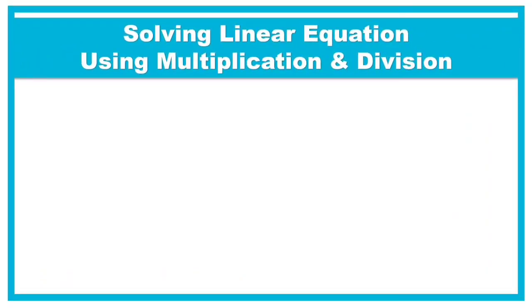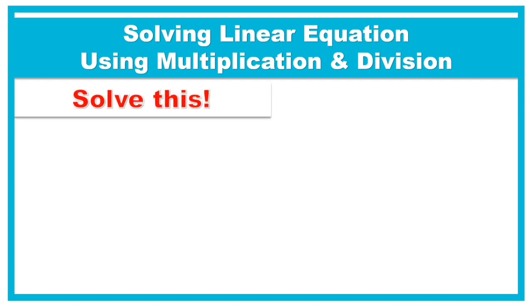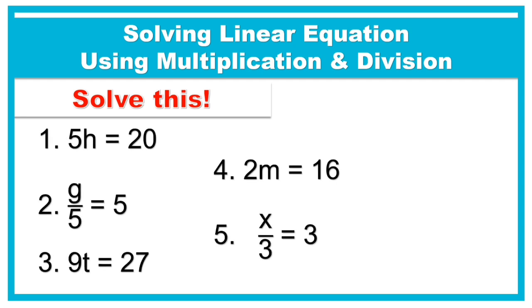Now, you're going to solve linear equations using multiplication and division. You are going to solve this. On a piece of paper, you're going to answer 1 to 5. Number 1, 5h equals 20.